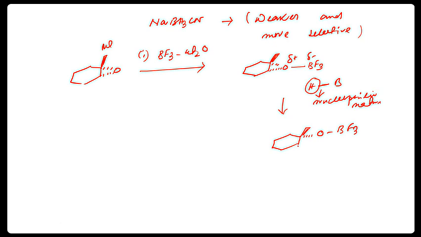OBF3. So this is a nucleophile, but it will act through SN2 mode. In SN2 mode, it will go to the less hindered carbon, where the steric congestion is less. That's why it will go to this carbon. It is hydride, methyl, then just acidify or work this up, and we will have these things.